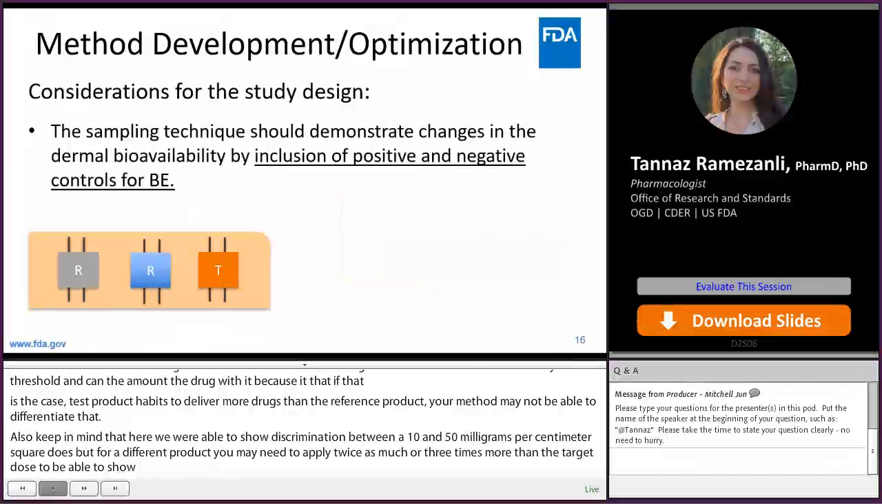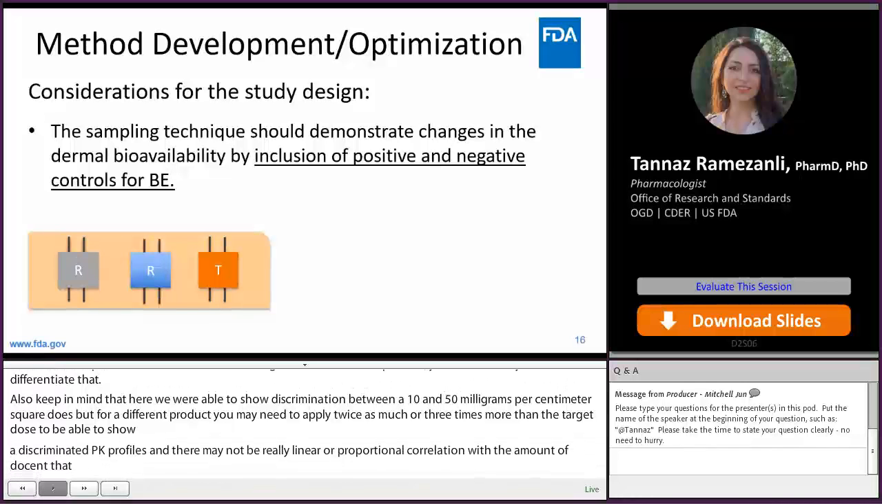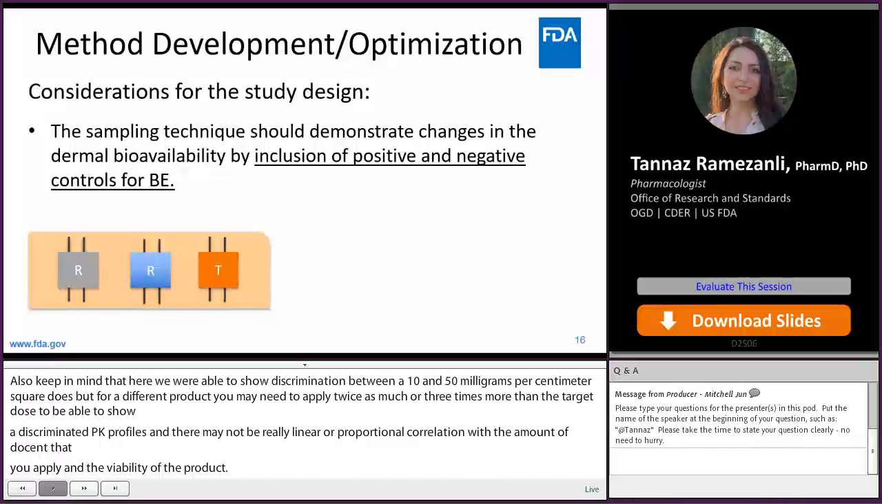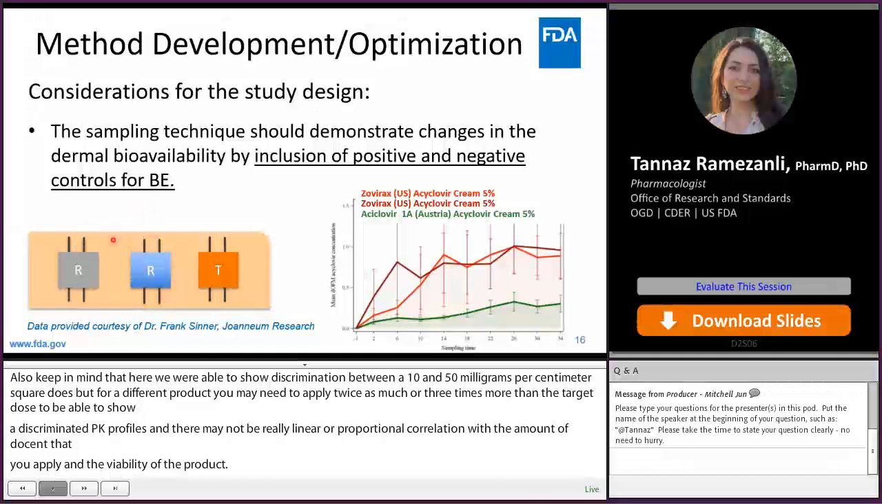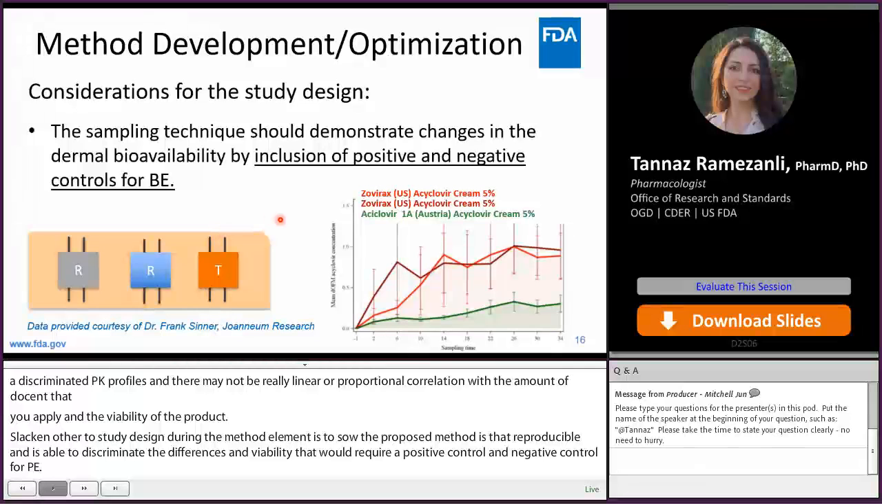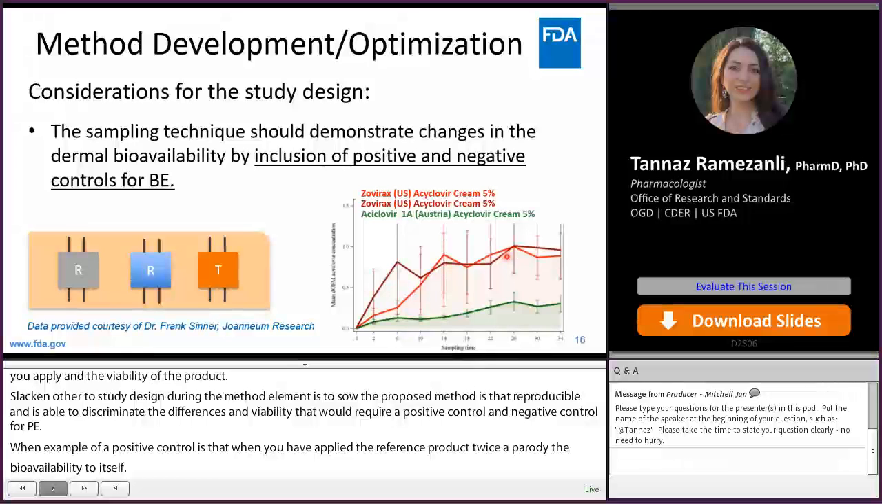Another study designed during the method development is to show that the proposed method is reproducible and is able to discriminate differences in bioavailability, and that would require including a positive control and a negative control for BE. So one example of a positive control is when you apply the reference product twice and compare its bioavailability to itself. So this was done for an acyclovir cream product where the reference product was compared to itself in a pilot study, and the red colors are showing the cutaneous PK profile of Zovirax US cream product.